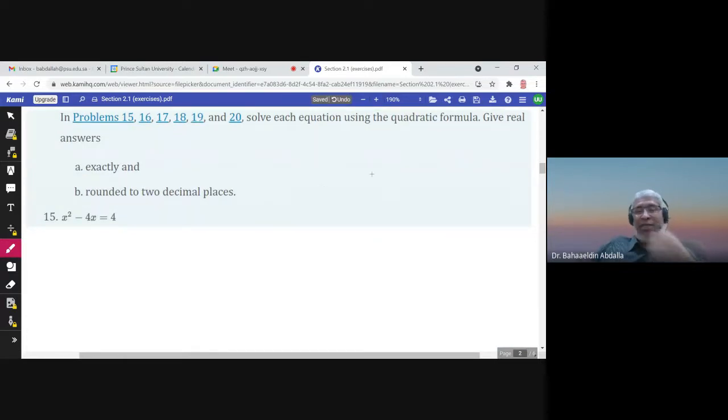Solve each equation using the quadratic formula. Give real answers exactly and round to two decimal places. So he's asking only about real answers. If you remember, the quadratic formula says that for ax squared plus bx plus c equals 0, if the equation is in the general form, then the solutions would be negative b plus or minus the square root of b squared minus 4ac, the discriminant, over 2a.